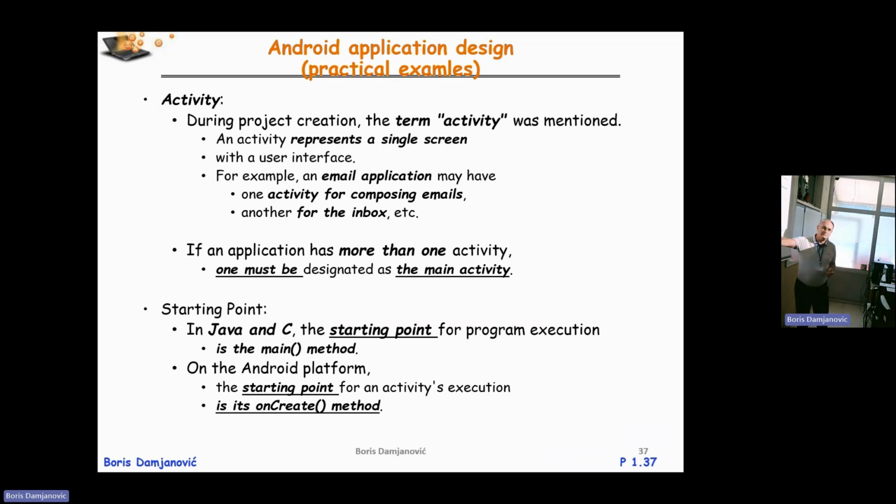But we must say that every Android application must have a starting point. We must have a starting activity, and that starting activity will have its own onCreate method. For example, in Java and in C programming languages, we have a main function or main method, and that is the starting point for the application. Here, the starting point is onCreate on the first activity that we will run.